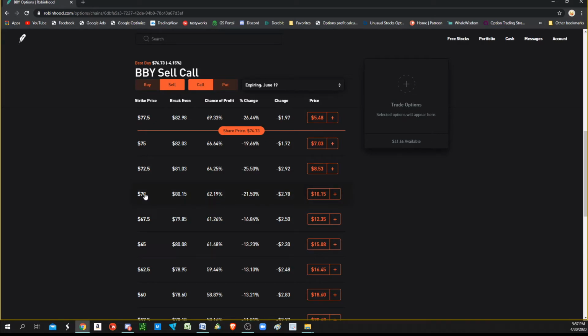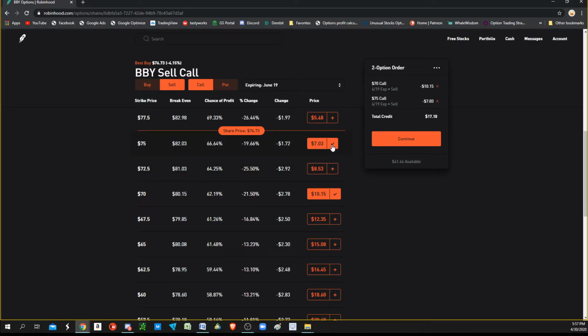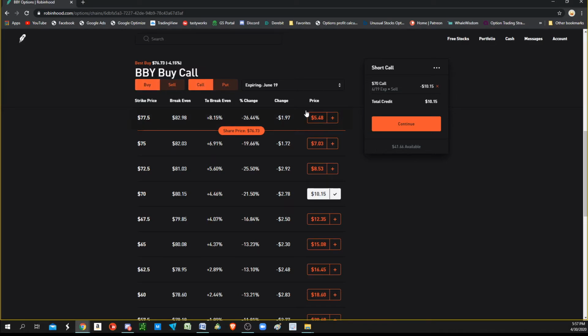So on this one, say you're at 70 and say 75. You have to have at least $500 in your account to do this. So I sold the 70. I have to click over to the buy side to buy the 75. So we have a $312 credit.